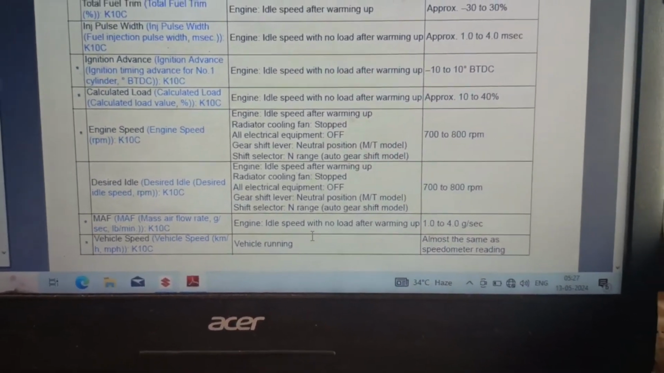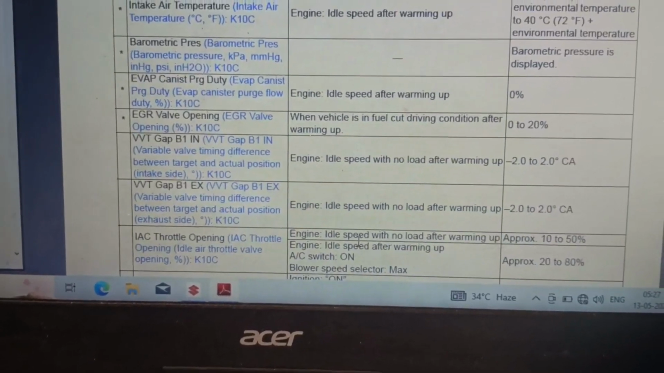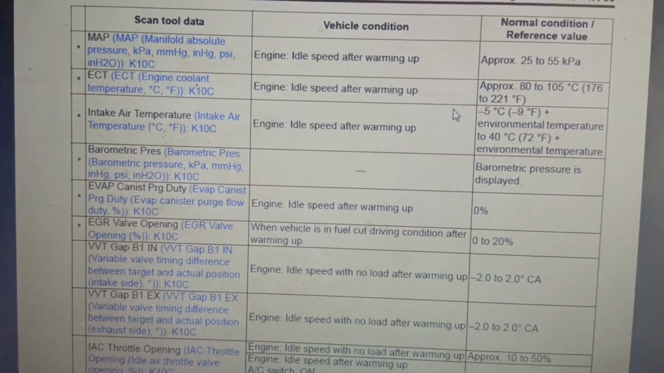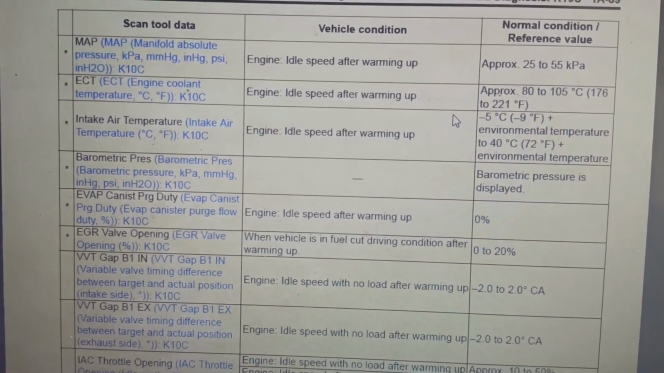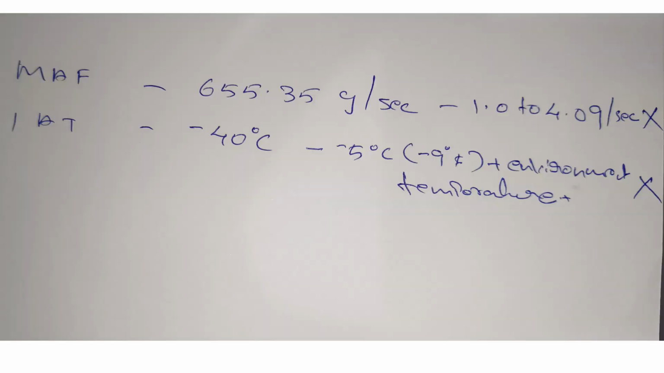Next, IAT, intake air temperature, engine idle speed after warming up. Condition: -5 degrees Celsius plus environment temperature to 40 degrees Celsius plus environment temperature. Write down the reference value in the answer sheet. We need to fully complete it as per the service manual.